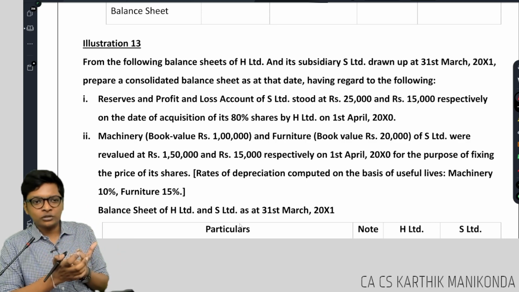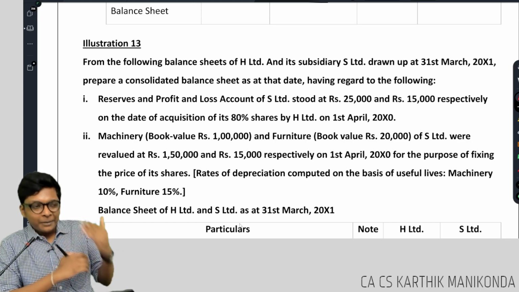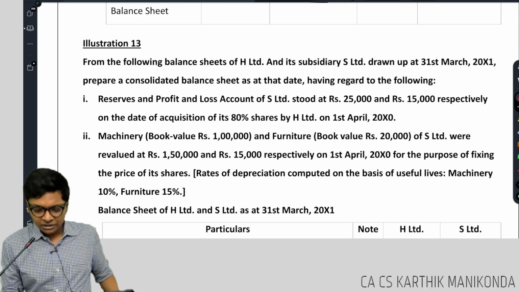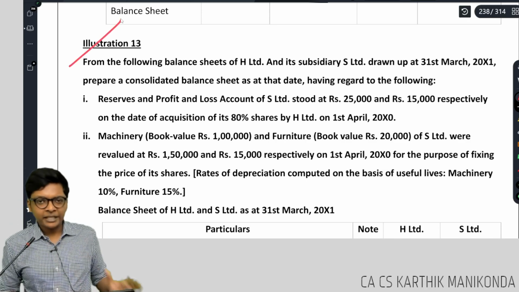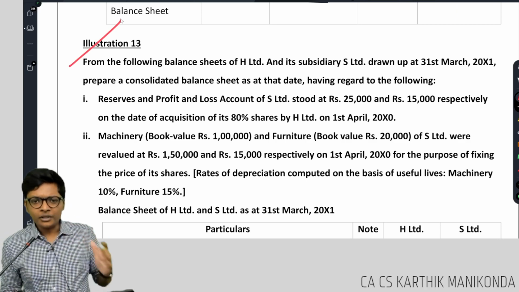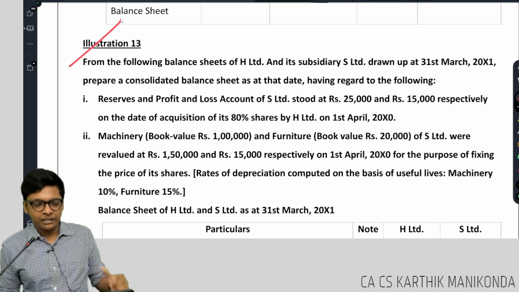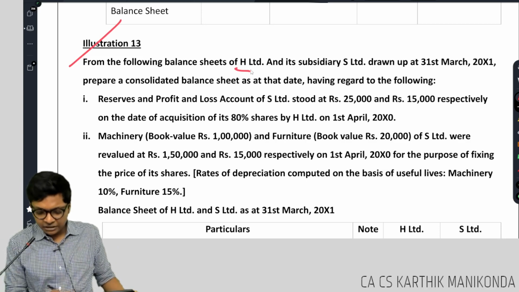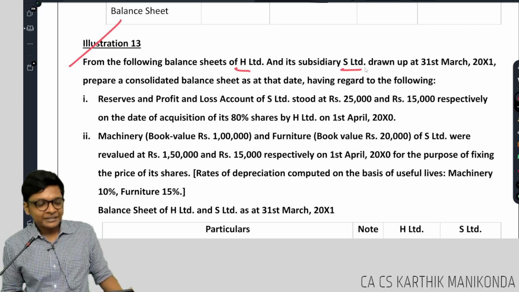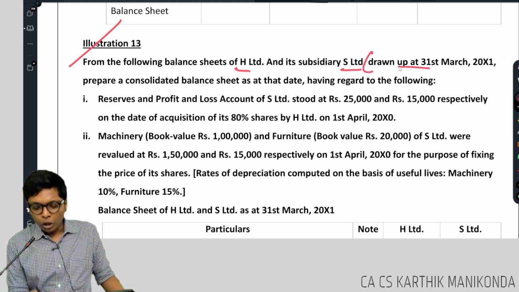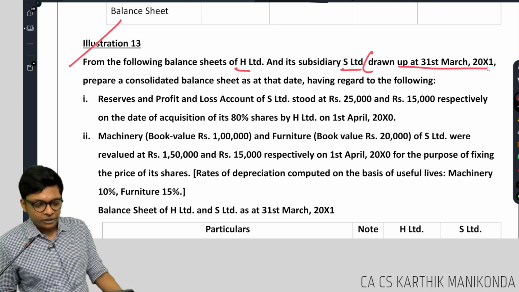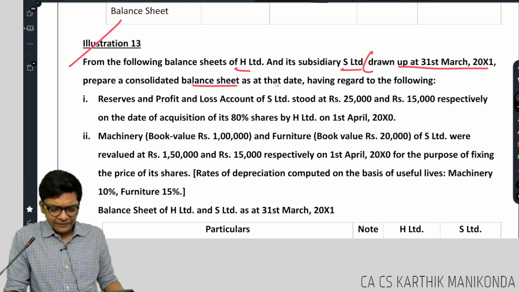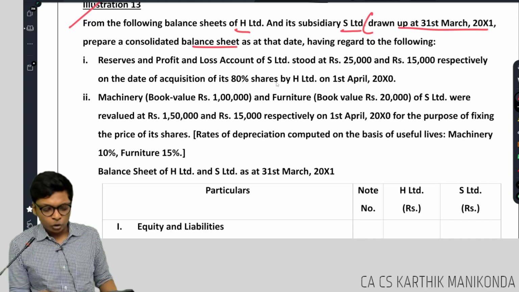Basically, consolidation of associate and joint venture is the same, but the method alone changes slightly, which is not that complex compared to this. Let's do illustration 13, a proper exam sum for 15-20 marks. 15 marks is ideal. From the following balance sheet of H Limited and its subsidiary S as on 31st March 2021, prepare the consolidated balance sheet. They have given only 2 points that we have to note.